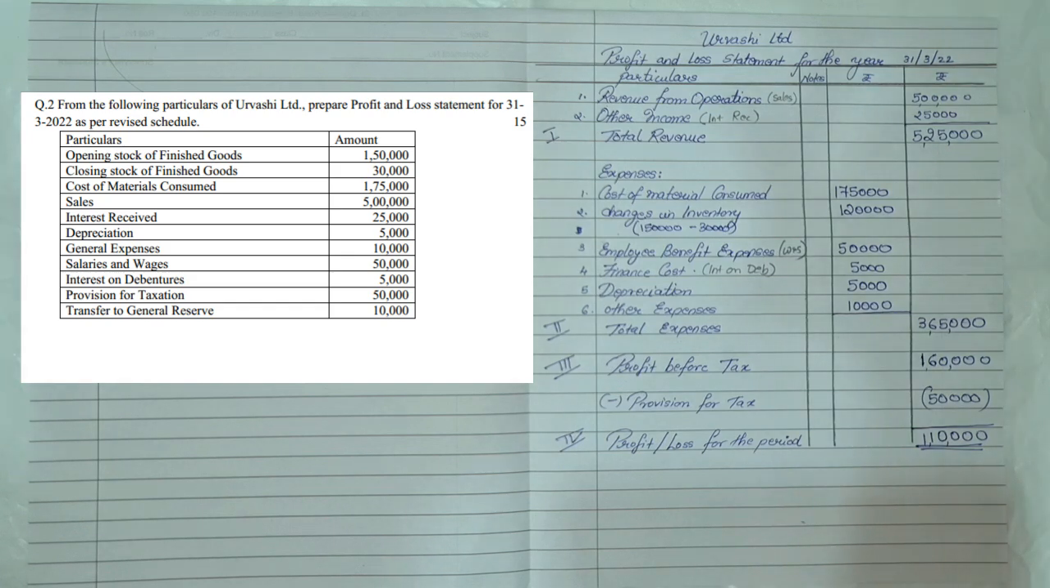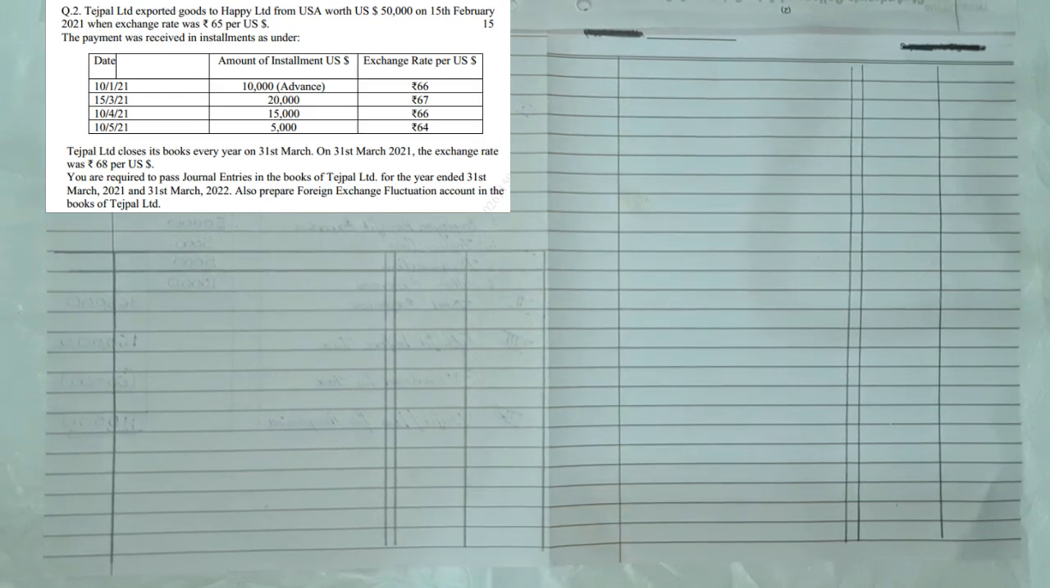Okay, now let us check the next sum. Now we'll read the next question. It's given that Tejpal Limited exported goods to Happy Limited from USA worth $50,000 on 15th Feb 2021 when the exchange rate was 65 rupees per USD.